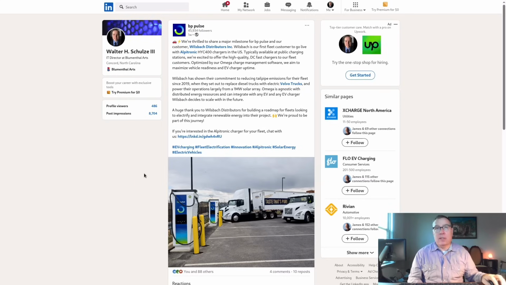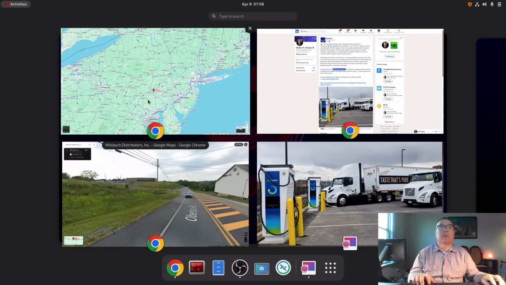And so recently this came to my attention, a company called Wilsbach Distributors. And I knew nothing about them, but apparently they've got a fleet of Volvo trucks. And I was guessing this was in Europe, but it turns out, no, this is in the heartland. Let me pull up a map of where this is and we'll get back to the specifics.